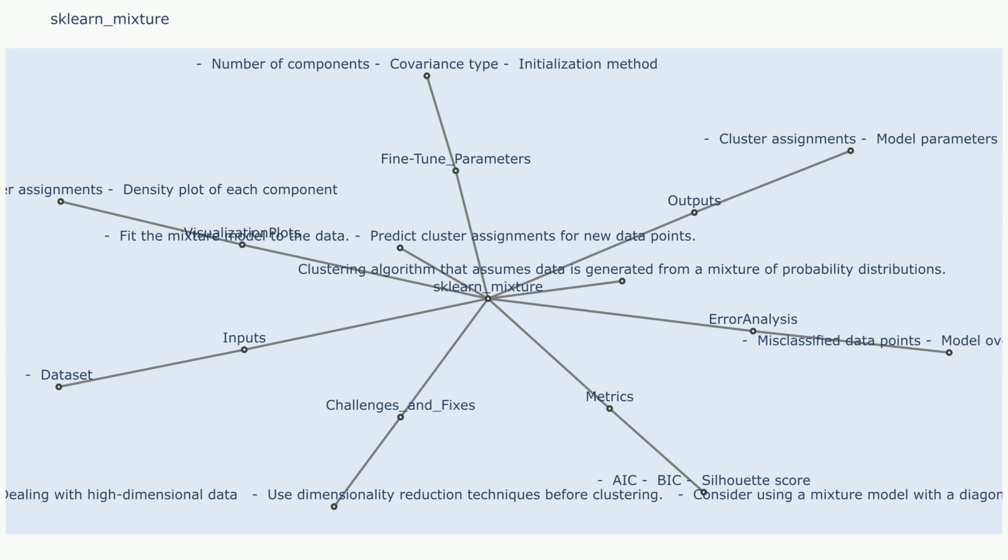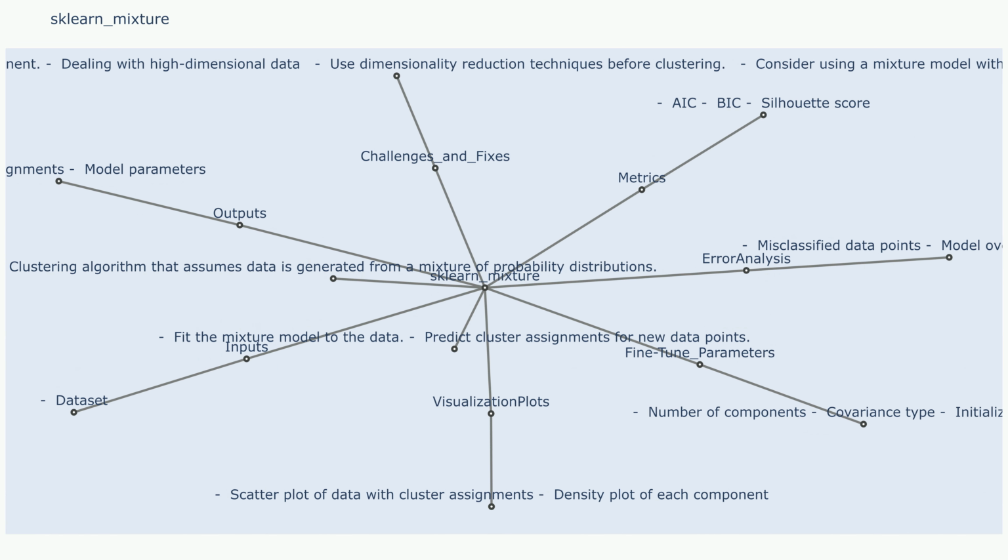Inputs. Input 1. Explain in detail a data set of observations, typically represented as a 2D NumPy array. Each row corresponds to an observation, and each column represents a feature. Input 2. Explain in detail the number of components in the mixture model. This value specifies how many distinct probability distributions are used to model the data.